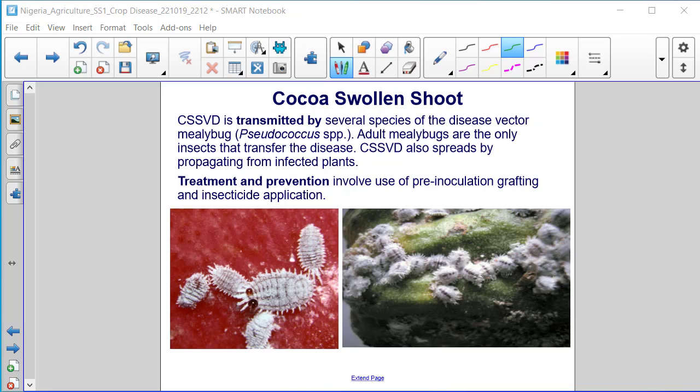CSSVD is transmitted by several species of the disease vector mealybug, Pseudococcus. Adult mealybugs are the only insects that transfer the disease. CSSVD also spreads by propagating from infected plants. Treatment and prevention involve use of pre-inoculation grafting and insecticide application.